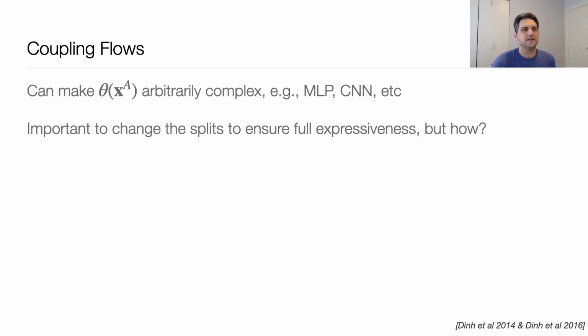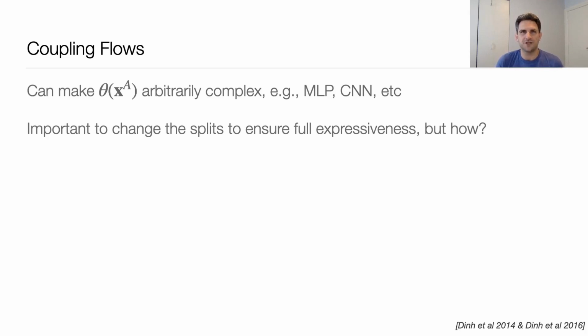And in fact, this theta can be arbitrarily complex. It can be anything that we want, a multi-layer perceptron, a CNN, whatever you want, because so long as we can compute it, we don't need to invert it, we don't need its Jacobian. We'll need its gradients in order to do learning, but otherwise we don't need anything else special from it, okay? But for this to work, it's important that we change the splits, okay? Because if we always split so that XA, the first half of the vector, is never manipulated, and we apply these coupling transforms only on the second half, then of course we'll never learn anything interesting about half of our space, okay?